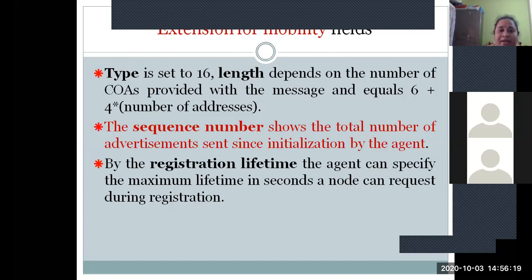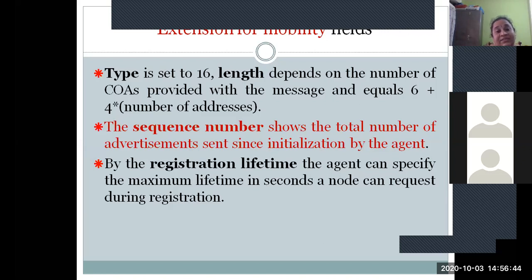It is usual that he is going to be crossing many foreign networks while he is traveling or while he is in a journey. So in that case, he has to identify how many COAs have been allocated in his journey until he completes the communication. That is what is being noted. Length depends on noting the number of COAs that are allocated to the message.